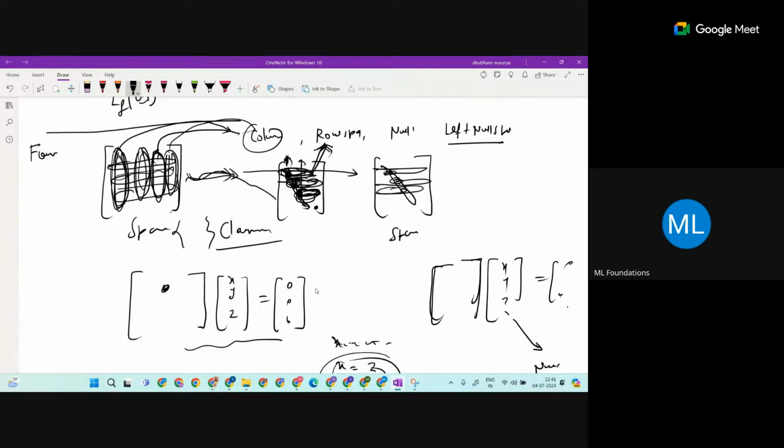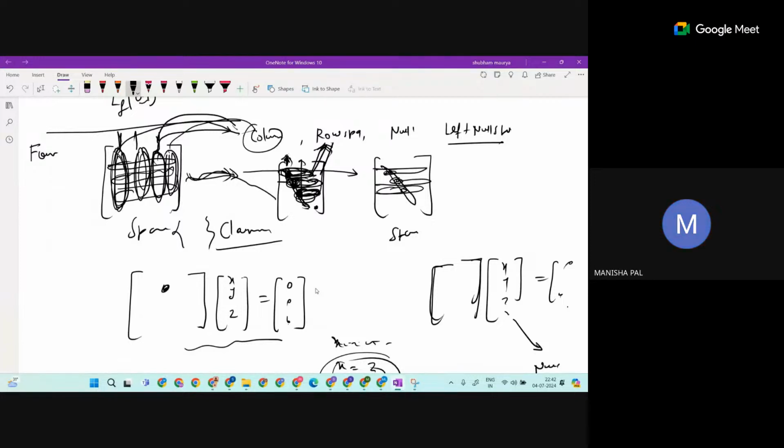Is this clear? From here, once we change to reduced row echelon form, we can directly get the row space. But for the column space, we have to recognize those columns where you are getting the pivot and pick those columns only. That is going to be the basis for the column space. Okay.